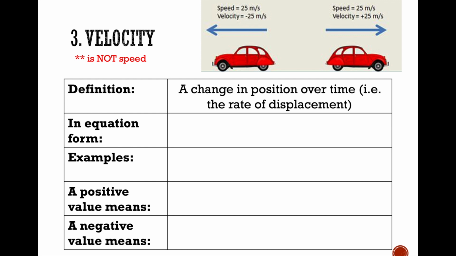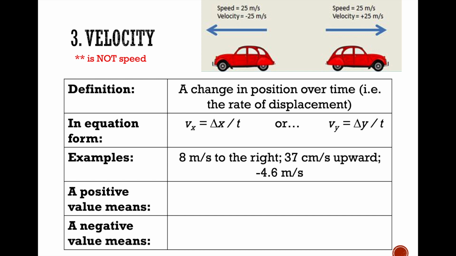In equation form, we use the variables v sub x or v sub y. This would be horizontal velocity. This would be vertical velocity. In horizontal velocity, we're interested in the change in horizontal position over time. In vertical velocity, we're interested in the change in vertical position over time. Okay, so change in position over time. Examples of velocity would be something like 8 meters per second to the right, or 37 centimeters per second upwards, or negative 4.6 meters per second.